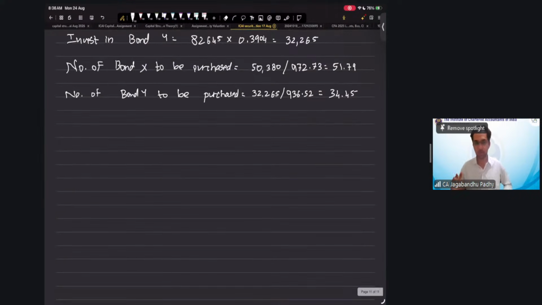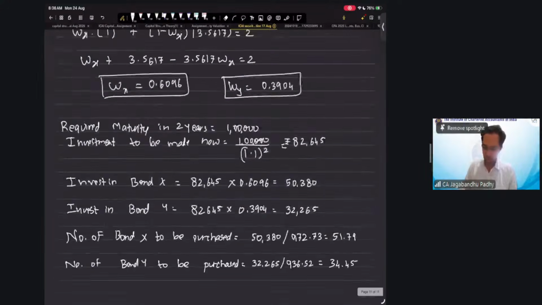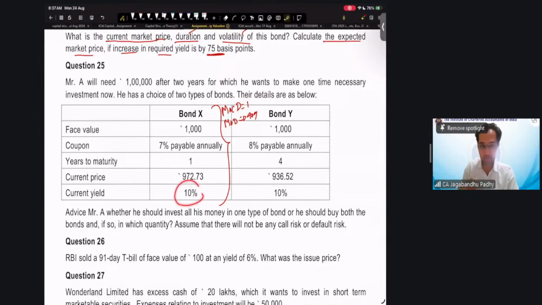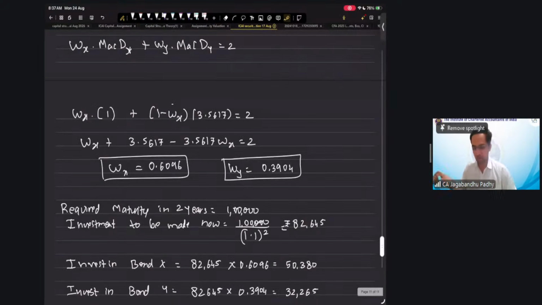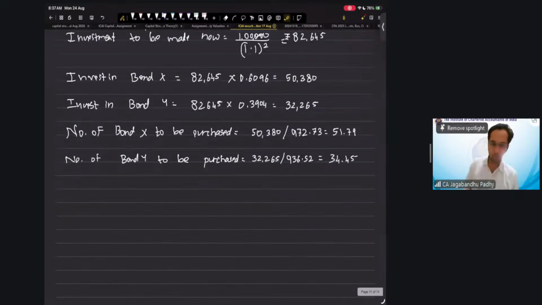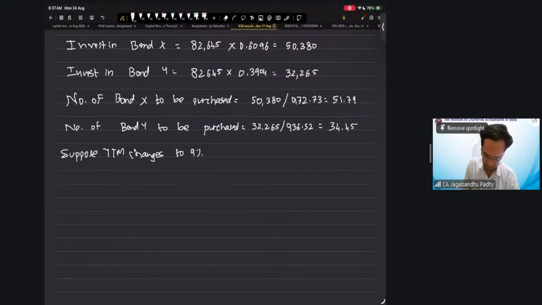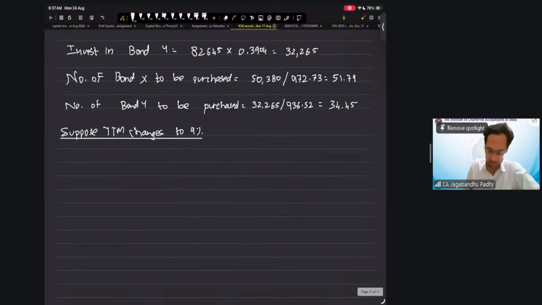We have 34.45. Now, let us say by the time of maturity, the original YTM, which was 10% in the question, changes to 9%, because our concern is if YTM reduces, then we will not be able to get the full value. So suppose YTM changes to 9%.